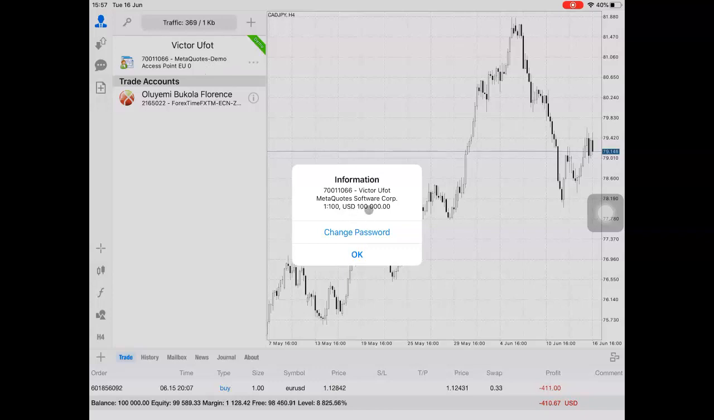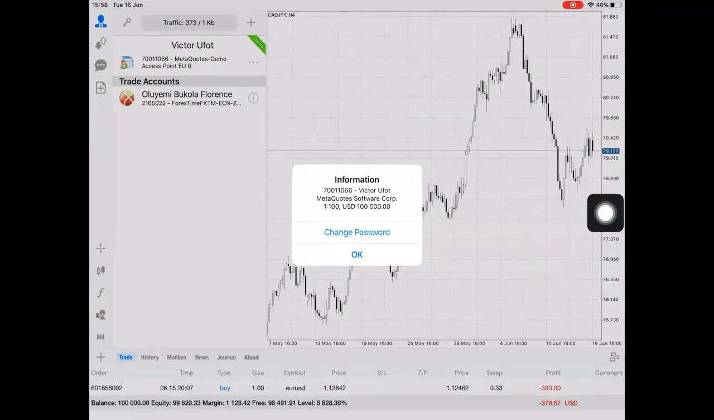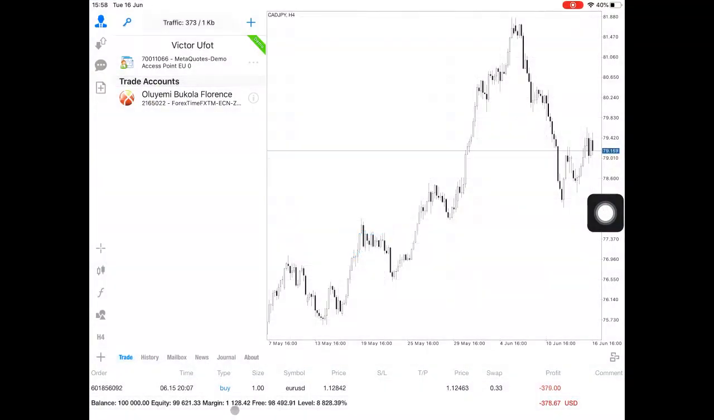the capital was started with 100,000 USD. What you see to the left here is your leverage, 1 to 100. Okay, so once you have 1 to 100 leverage, it means divide this initial required margin by 100, and that gives us what we have here. And that is why you can see on your MetaTrader here that the margin that we have here is 1128.42.